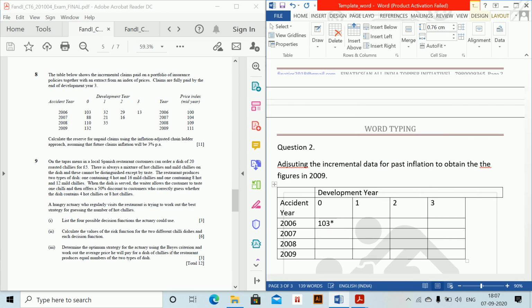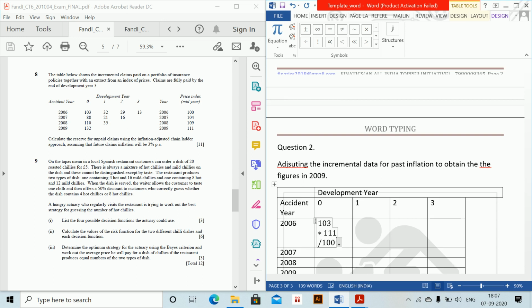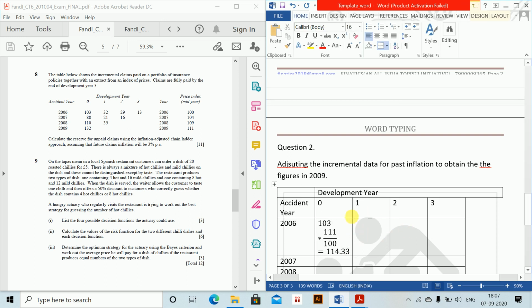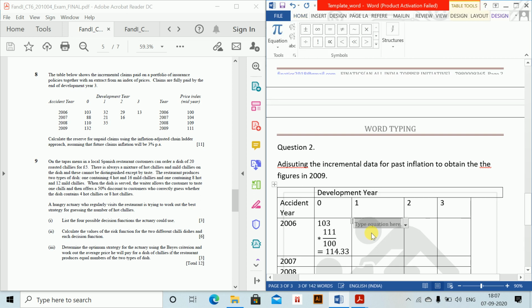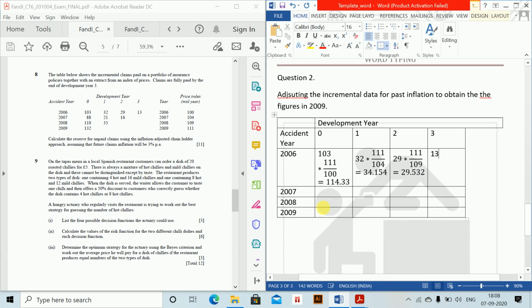So 103 into 111 divided by 100, which is equal to 114.33. Then you have 32 into 111 by 104, which is equal to 34.154. Then you have 29 into 111 by 109, which is equal to 29.532, and the last one is given to us as 13. Okay, similarly coming down, I'm just increasing the size of my column so that it looks a bit better.